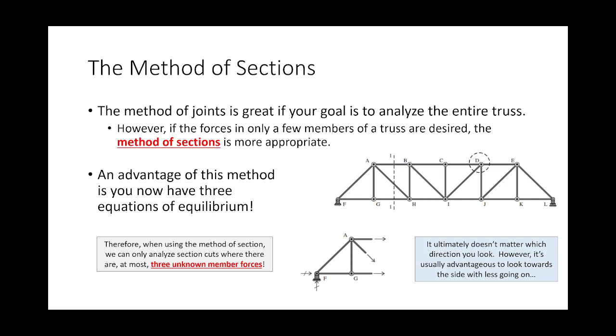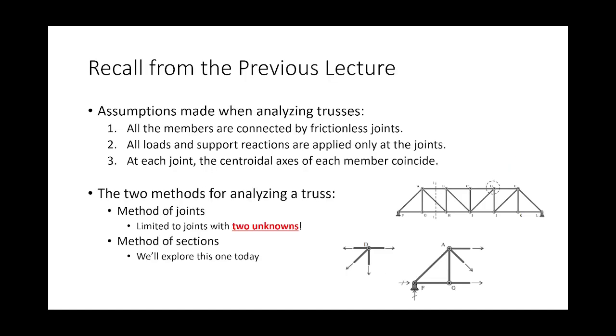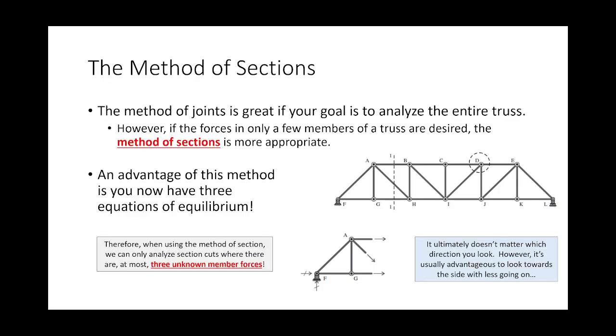So what that means for you as the analyst, remember when we were doing method of joints, we were limited to joints with 2 unknowns? Well, with the method of sections, we can cut a section through a region that has at most 3 unknowns. So the method of sections allows us to solve for this free body. We can actually solve for these 3 unknowns instead of just 2. Instead of 2 at a time, we can solve for 3 at a time. Again, because we now have that third equation of equilibrium at our disposal. Does that make sense? Okay.